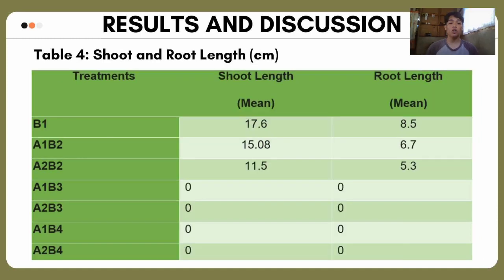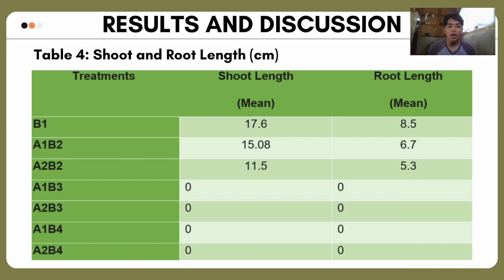So Table 4 shows shoot and root length in centimeters. The table also shows the mean for both replication 1 and replication 2 per treatment. So Table 4 shows the shoot and root length data for cacao plants grown in a sand medium under different treatments. The highest mean shoot length was observed in treatment 1, B1, which is the control, reaching 17.6 centimeters, while the lowest mean shoot lengths were recorded in treatment A2B2, 11.5, and A1B2, 15.08 centimeters.